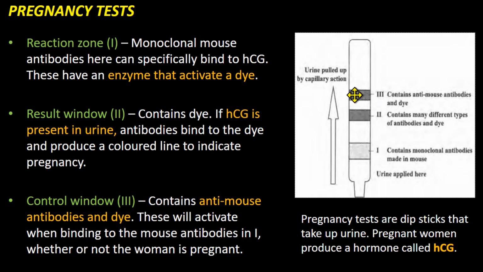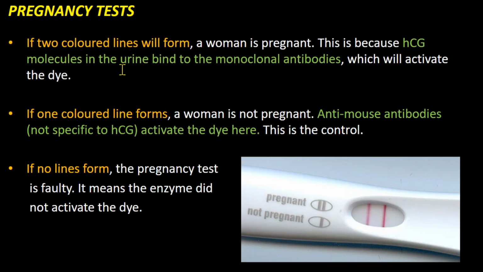This is just to show that the pregnancy test is working. So if 2 colored lines form, as you see in the picture here, a woman is pregnant. This is because HCG molecules in the urine bind to the monoclonal antibodies, and this will activate the dye. This will basically be this dye here.